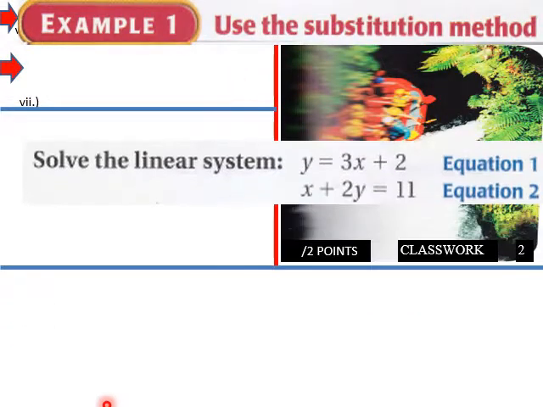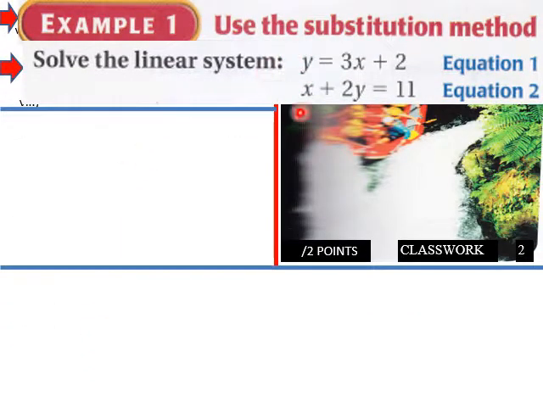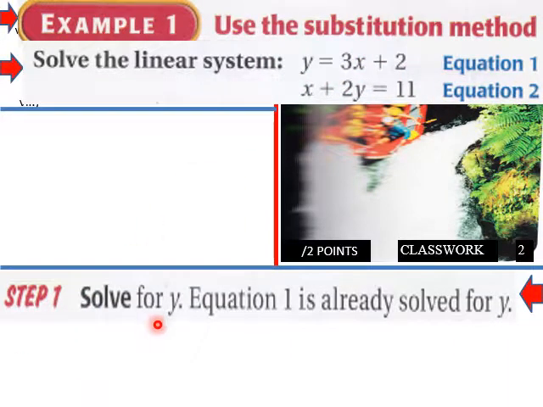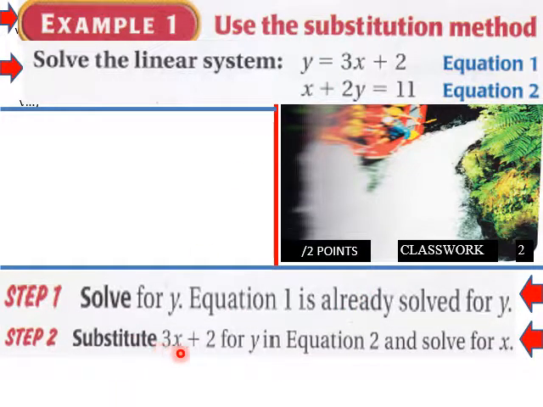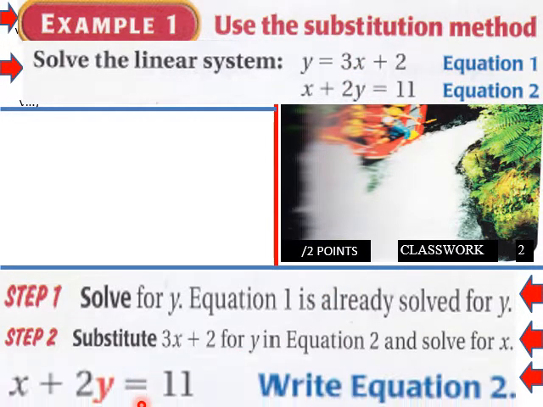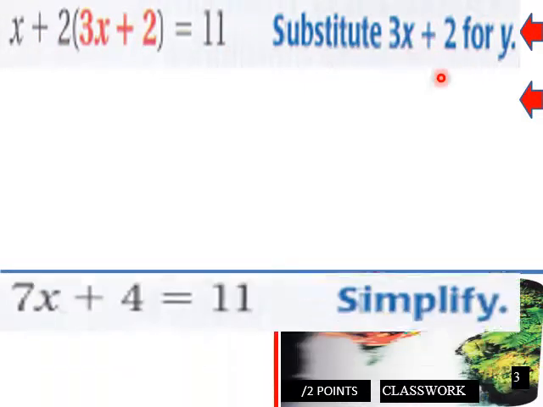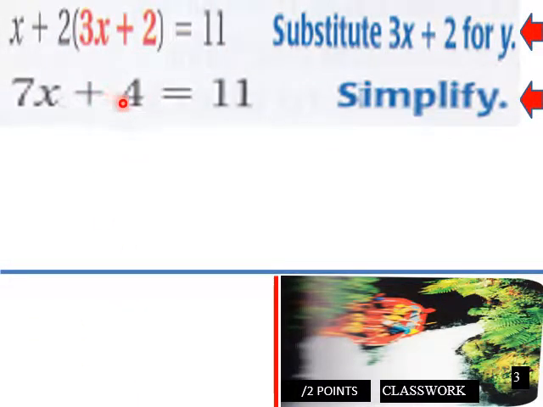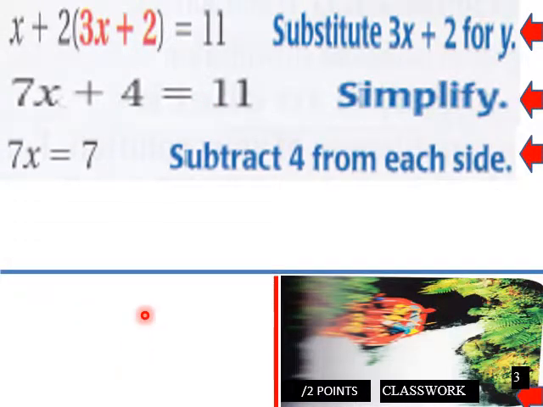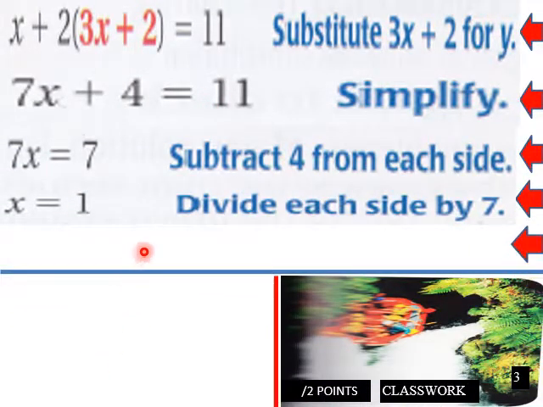Use the substitution method here, so we're going to solve this linear system, equation 1, equation 2. Solve for y. Equation 1 is already solved for y. Substitute 3x plus 2 for y in the second, so we put this into here. So x plus 2y is our equation 2, but then we do our substitution. So x plus 2 times that equals 11. Substitute 3x plus 2 for y, then we come up with 7x plus 4 equals 11, and then 7x equals 7, x equals 1.